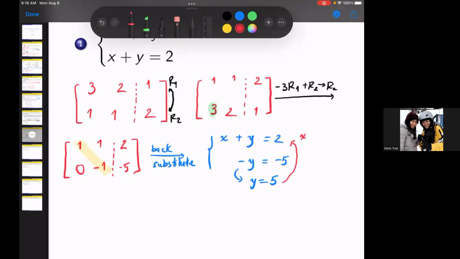So x plus 5 equals 2, x equals -3. And I encourage you to write it as an ordered pair. So far, so good. But all you have to do is remember the rule: you have the area under the diagonal all 0, you're okay.